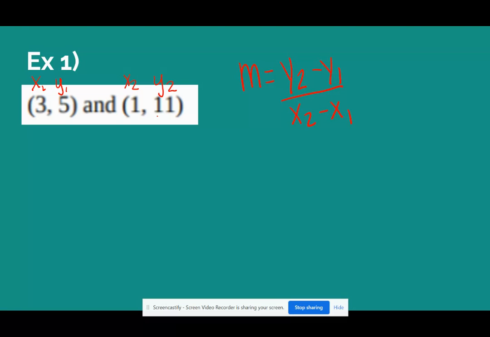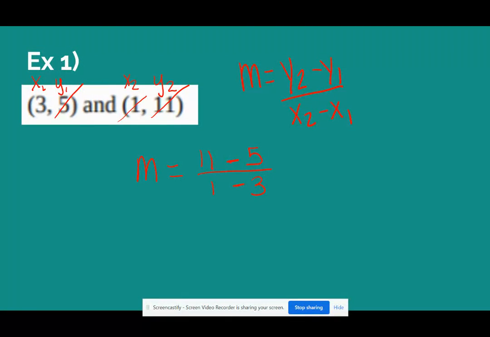So y2 is 11 right here. So the first thing that we're going to do is I put my minus sign. So y2 is 11. So 11 minus, and I just cross it out as I use it, y1, and our y1 is 5. So 11 minus 5, that's the top. And then on the bottom, we do x2 minus x1. So our x2 in this case is 1, and our x1 is 3. So I've plugged that in.